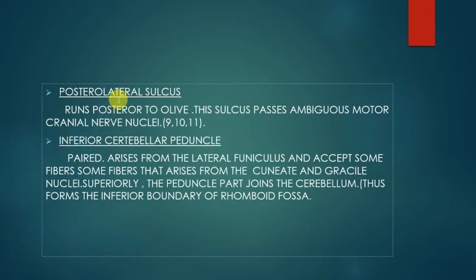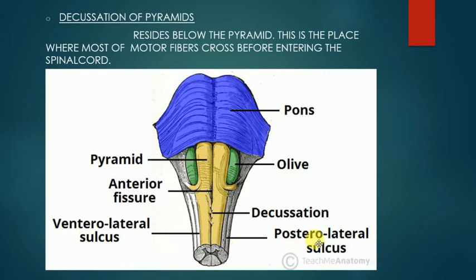The posterolateral sulcus runs posterior to the olive. This sulcus passes the nucleus ambiguus and the motor cranial nerve nuclei, that is 9, 10, 11. Here is the posterolateral sulcus. Here is the anterolateral sulcus.